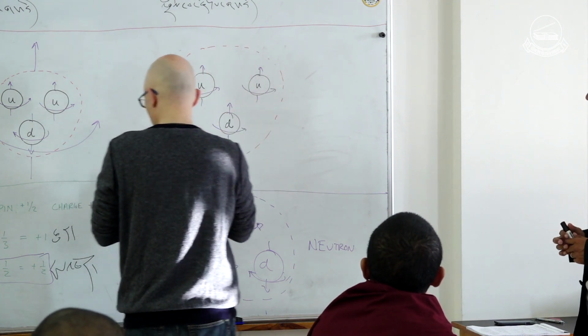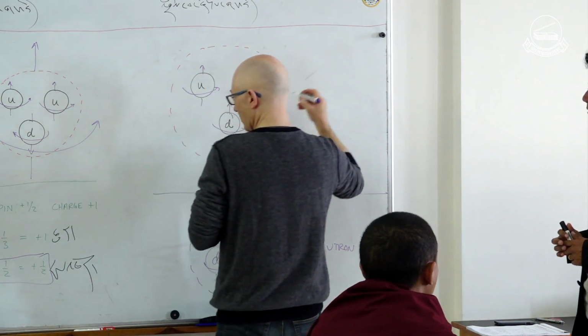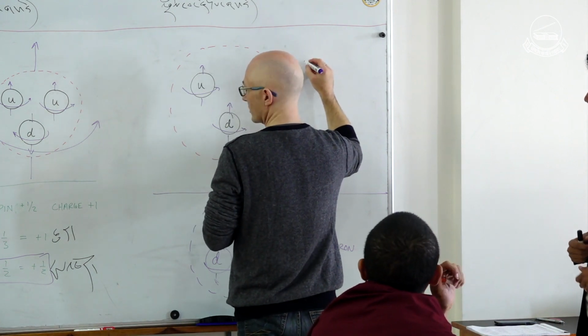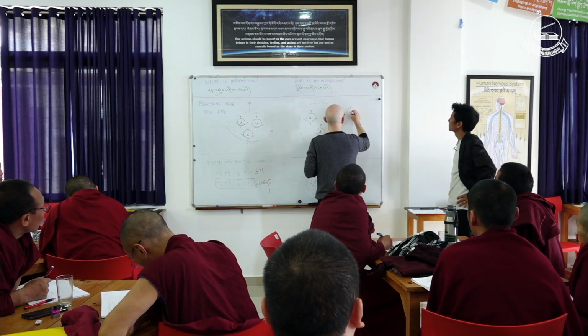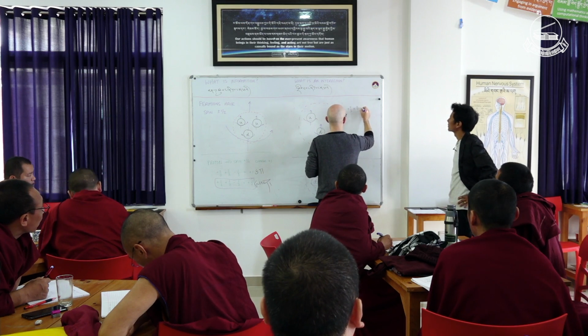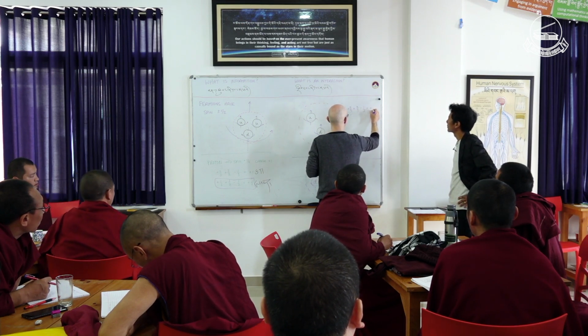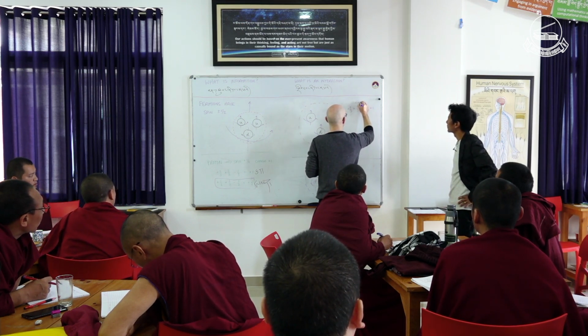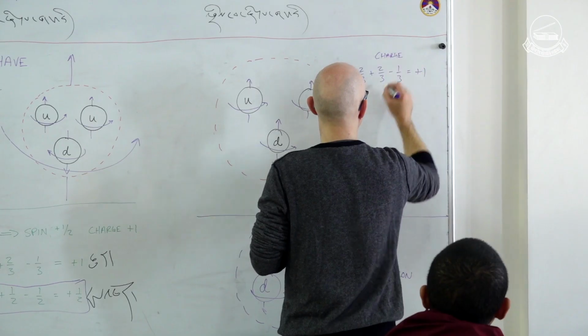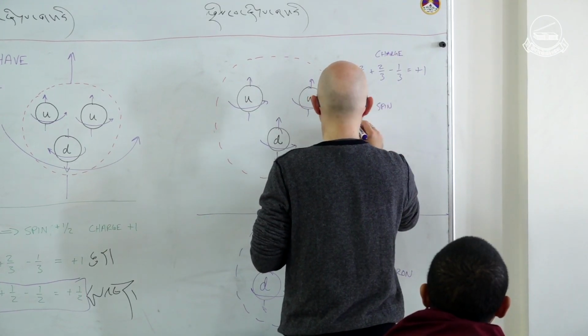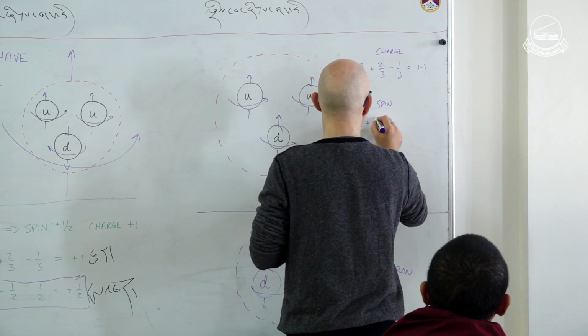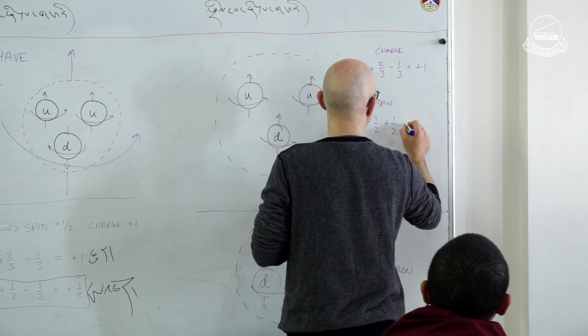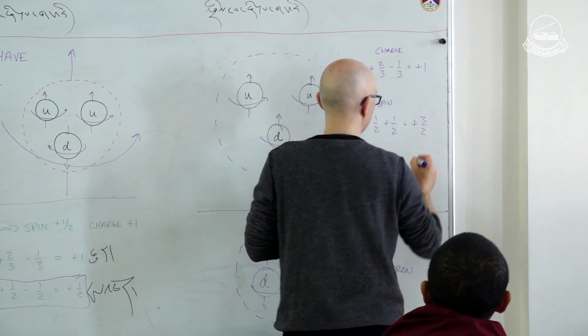So the charge would still be plus 2/3 plus 2/3 minus 1/3, which would be plus 1. That's the charge. And the spin would be plus 1/2 plus 1/2 plus 1/2, which is plus 3/2.